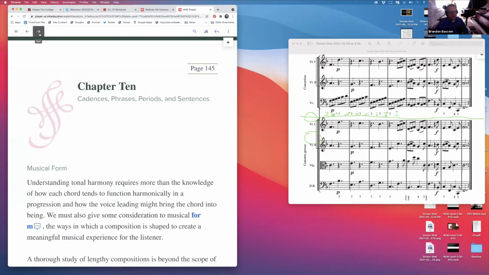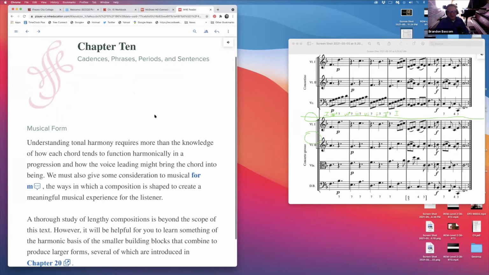Chapter 10 was a very, very fun chapter. We all enjoyed it thoroughly, especially Catherine. And we learned about cadences, phrases, periods, and sentences. Do you remember this ambiguous chapter? And we thought chapter 2 was bad. Mm-hmm. 2 and 10, the highlights of this book so far.